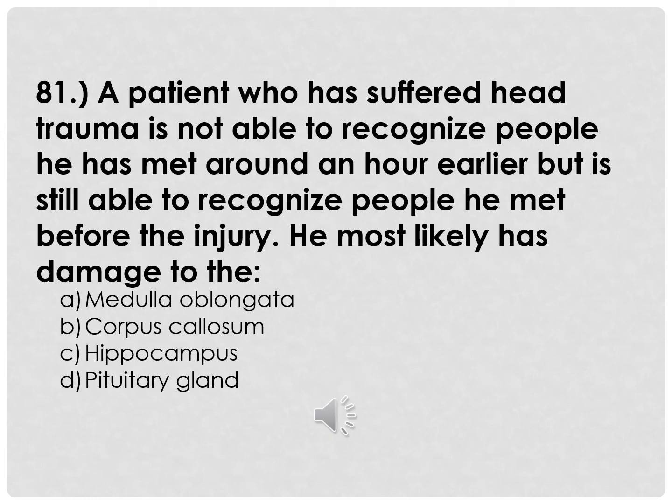A patient who has suffered head trauma is not able to recognize people he has met around an hour earlier, but is still able to recognize people he met before the injury. He most likely has damage to what? Let's talk about these different body parts and what they do. The medulla oblongata regulates involuntary controls of the body, such as respiration and heart rate. It doesn't seem like he has damage to the medulla oblongata, so we can rule out letter A.